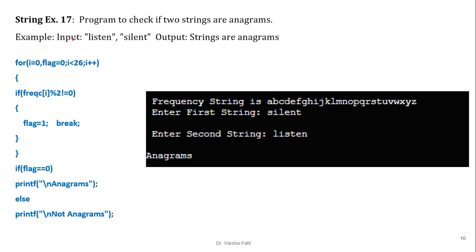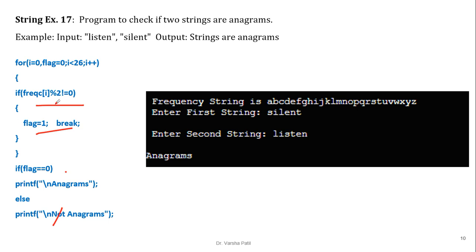Logic building. Now see, for i equal to 0, i is less than 26, i plus plus. If the frequency count is not a multiple of 2, then you have to break, because matching is not possible, and they are not anagrams. If flag equal to 1, they are not anagrams.